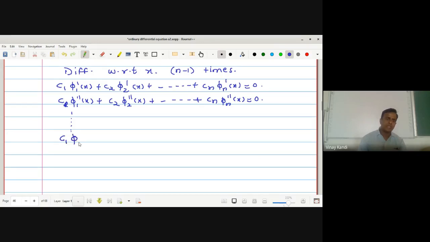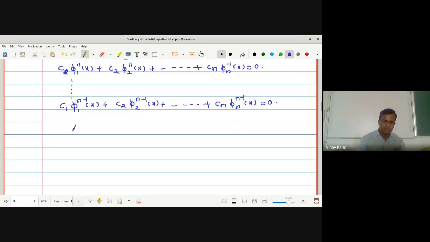C1 phi 1 raised to n minus 1 of x plus C2 phi 2 raised to n minus 1 of x plus up to so on Cn phi n raised to n minus 1 of x is equal to 0. Okay. So this is the linear equation, and linear system of equations. This is the system of linear equations. So this system of linear equations we can write in the matrix form.